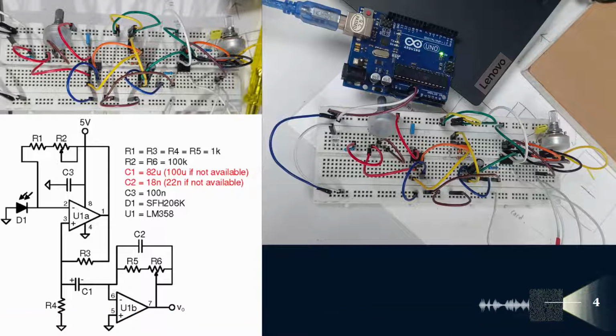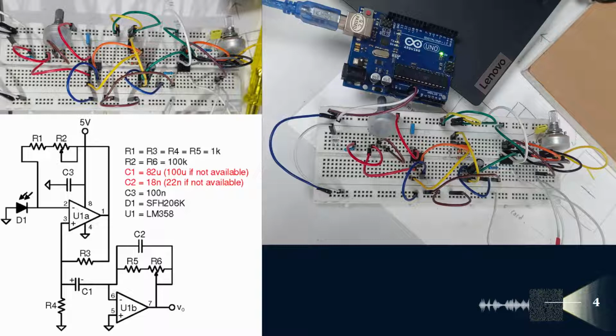Capacitor C2 is added to prevent oscillations due to instability. Its value is calculated by means of the formula C2 equals the square root of Cin divided by 2 pi times (R5 plus R6) times GBW. In the given equation, Cin is the capacitance at the non-inverting input of U1B, which includes the internal capacitance of the op-amp, as well as the capacitance of the photodiode SFH206K.